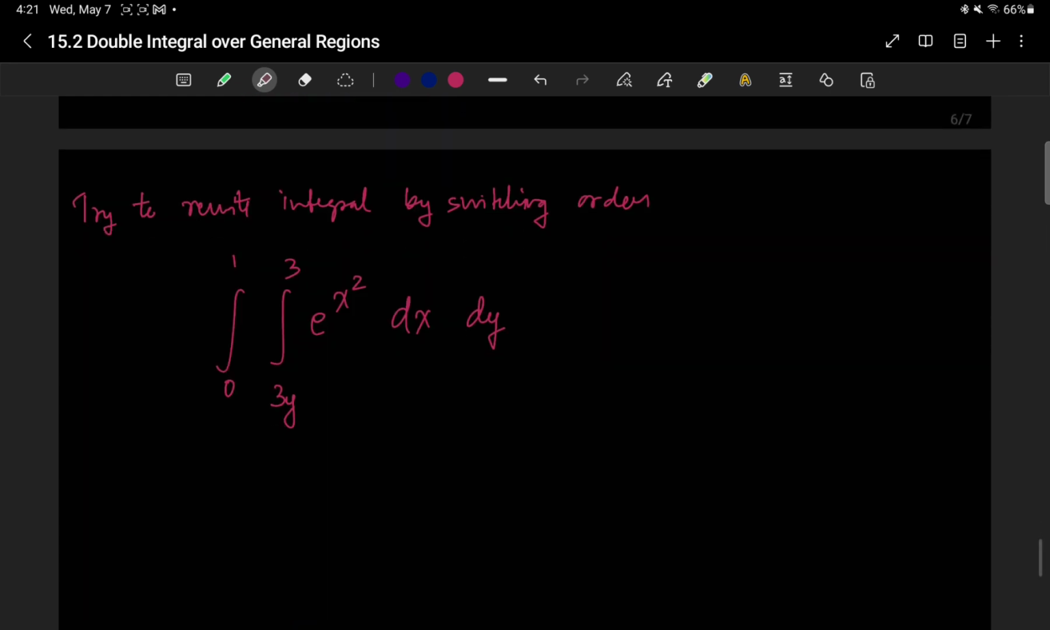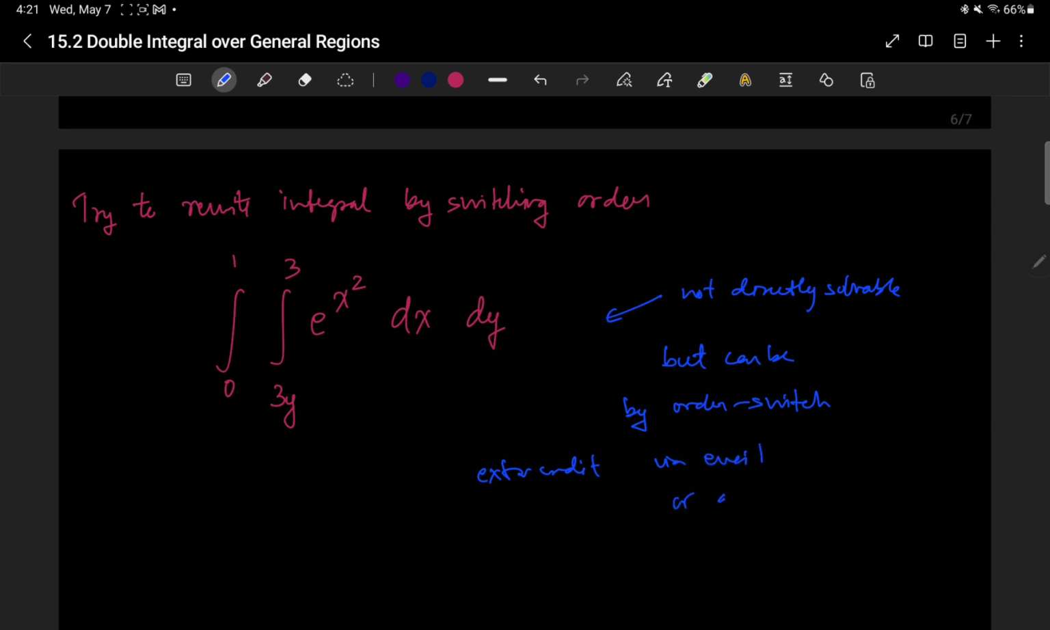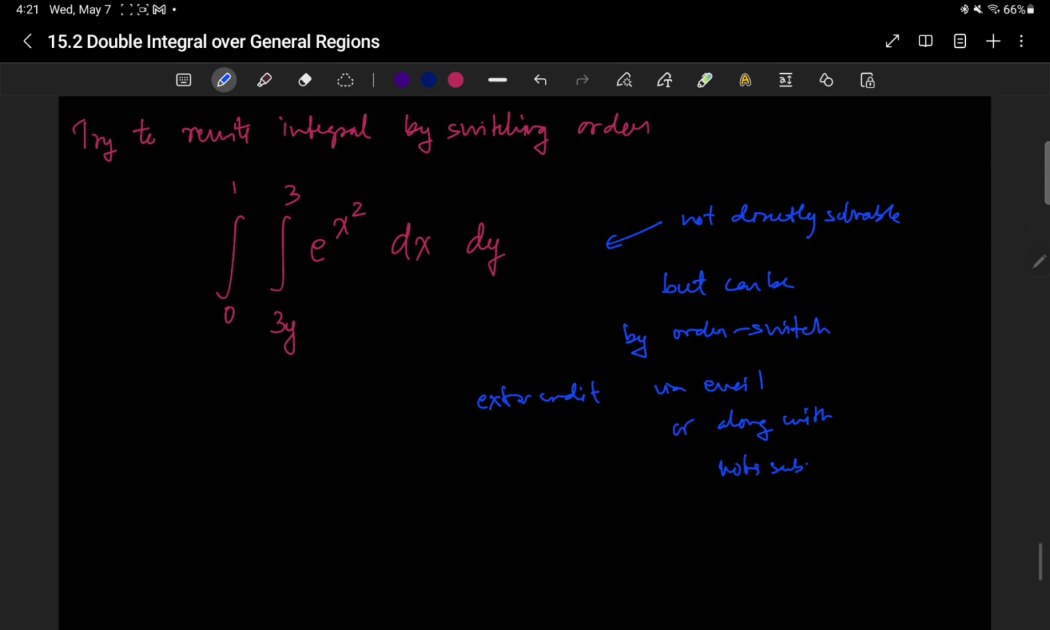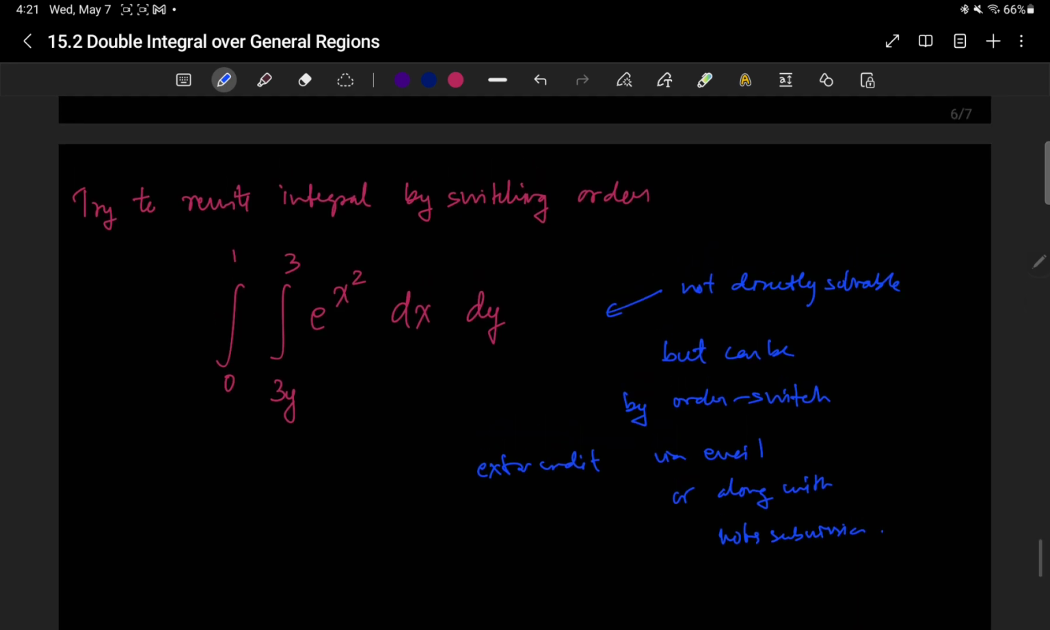Okay, last question, which I'm going to give as an extra credit, is another situation where it's not directly solvable, but can be by order switch. So once again, this is an extra credit which you can submit via email or along with your notes submission. So when you submit the note for this section, you may or may not choose to complete this, and then depending on that you will get extra credit or not.